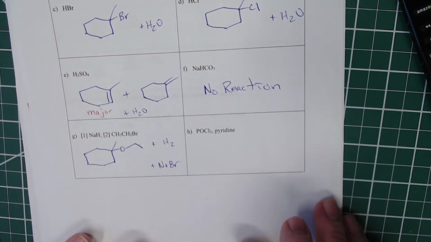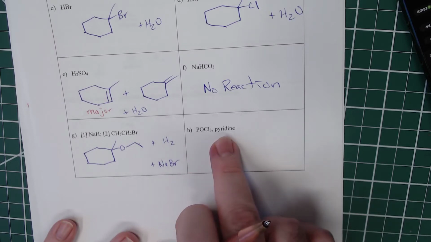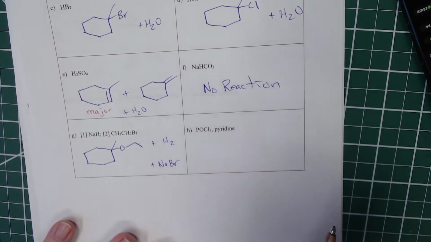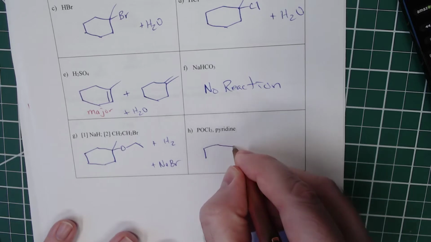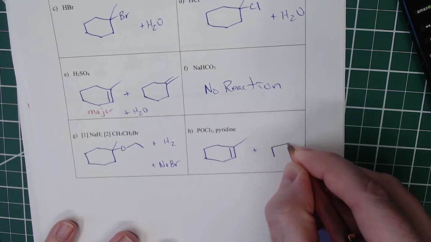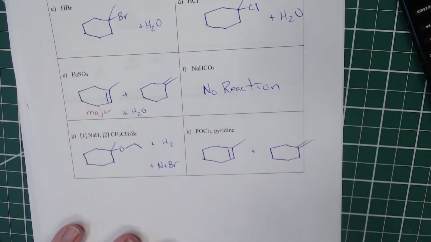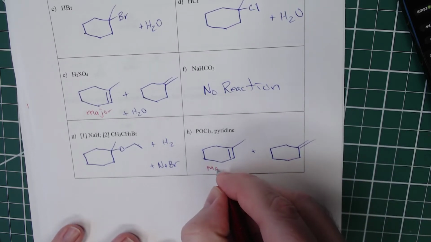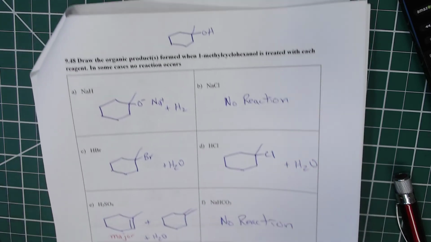All right, and then finally with the tosylate and pyridine, this is a dehydrating agent. So we'll get the same products that we got here, and we'll get the same one as a major product as well. All right, so that is number 48.